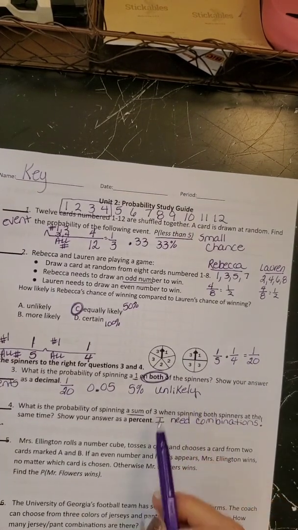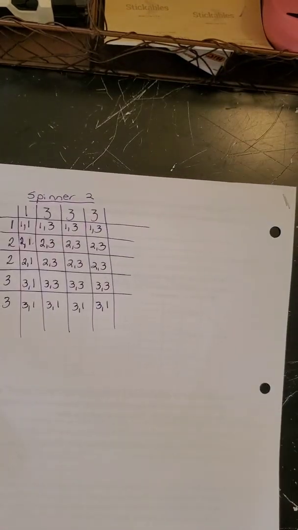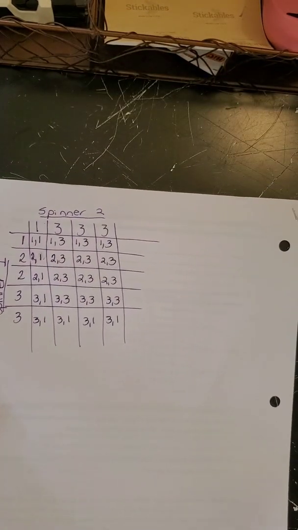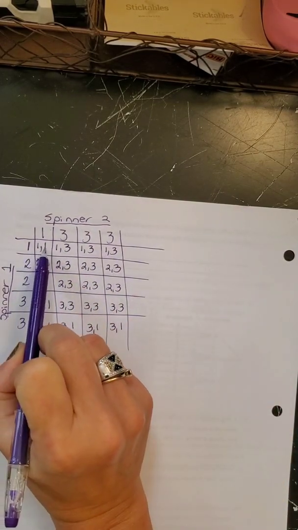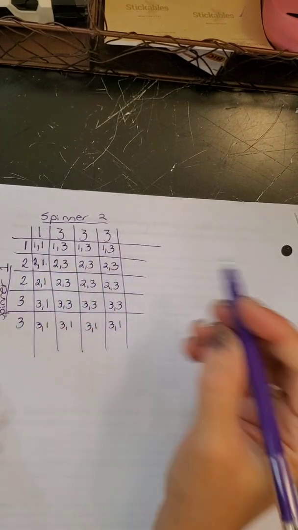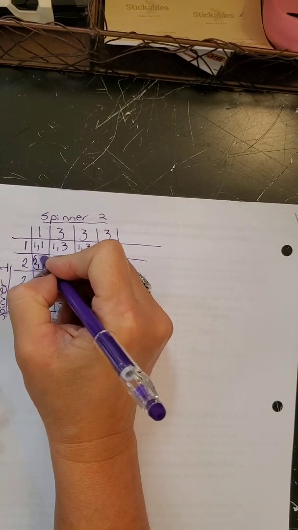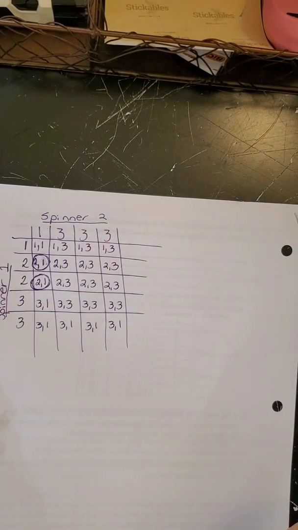And my question says a sum of 3. A sum of 3. So look again here. So I put in my combinations. Now I'm looking for a sum of 3. 1 plus 1 is not 3. 1 plus 3 is not 3. So if I look down through here, I see that 2 plus 1 is 3, and I've got another 2 plus 1 right there that would give me 3.